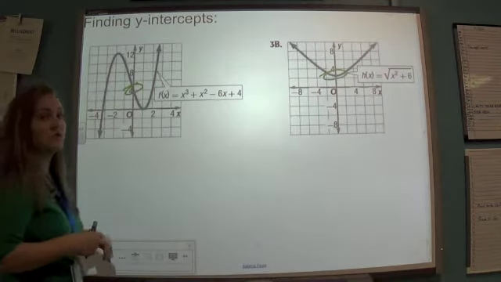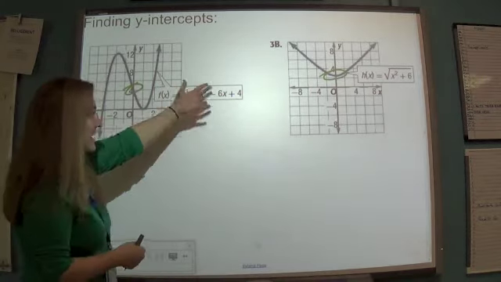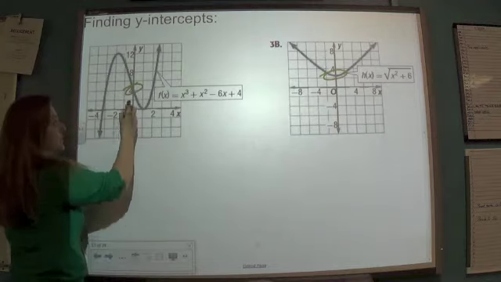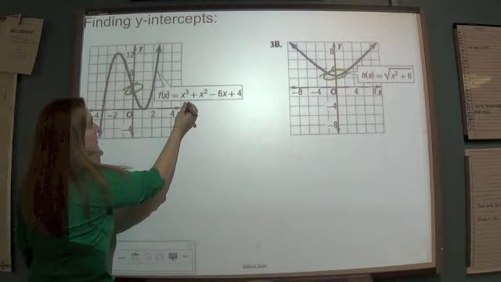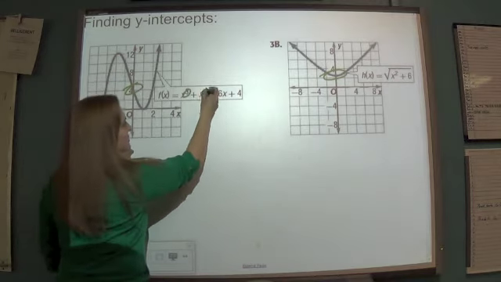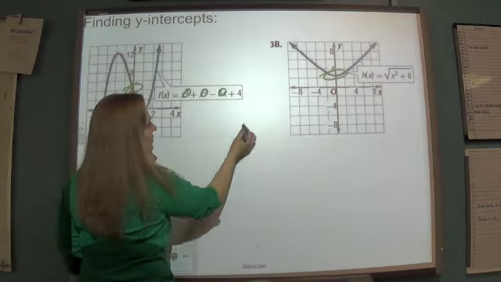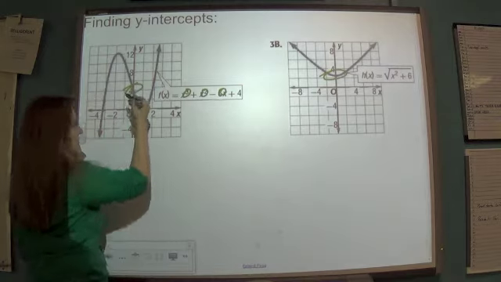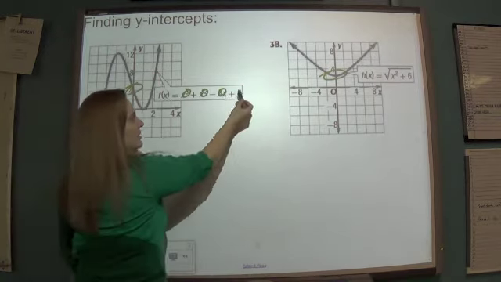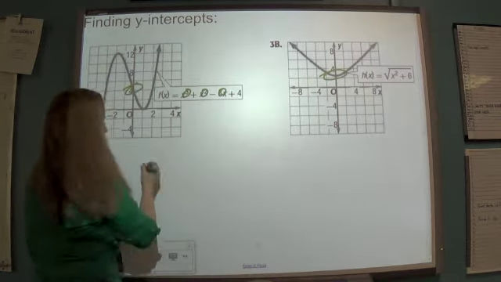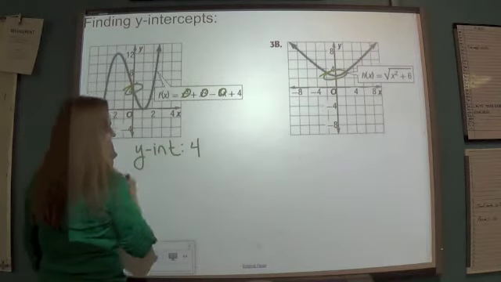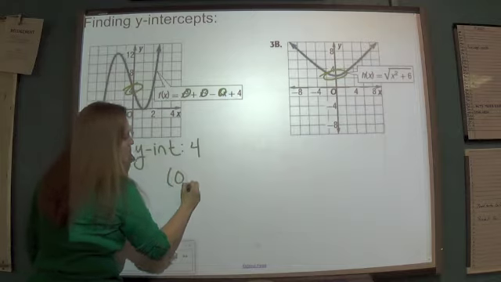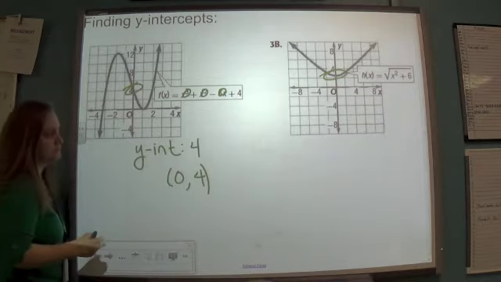If I was to estimate it algebraically, which is really easy, they gave you the equations. Just remember, for the y-intercept, the x value equals 0. So plug in 0. 0 to the third, 0 squared, 0 times 6 is 0. What's left over? I have 4. I estimated it to be 4. Algebraically, the answer is 4. So my y-intercept is 4. Or if I wrote it as a coordinate point, 0, 4.